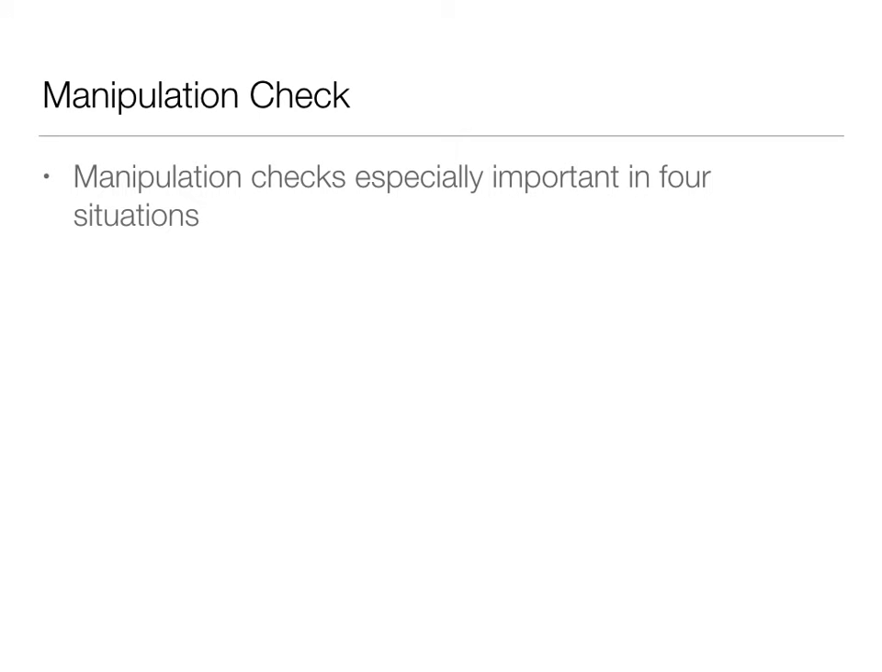Manipulation checks are really important in several different situations, one of which is participant manipulations. We're trying to manipulate the participant. So that mood example is a participant manipulation. We're trying to manipulate something about the participant, okay? Their mood. We're trying to manipulate that. So we need to make sure we actually did that. The altruism experiment is also a participant manipulation.